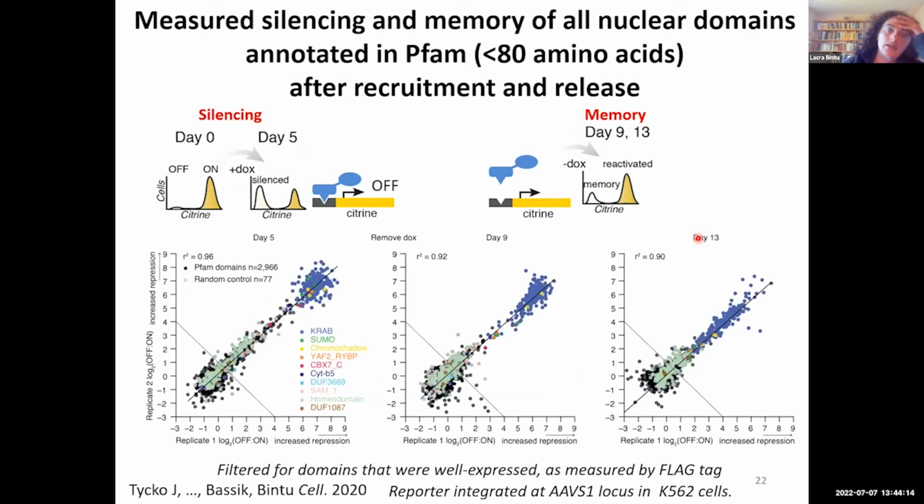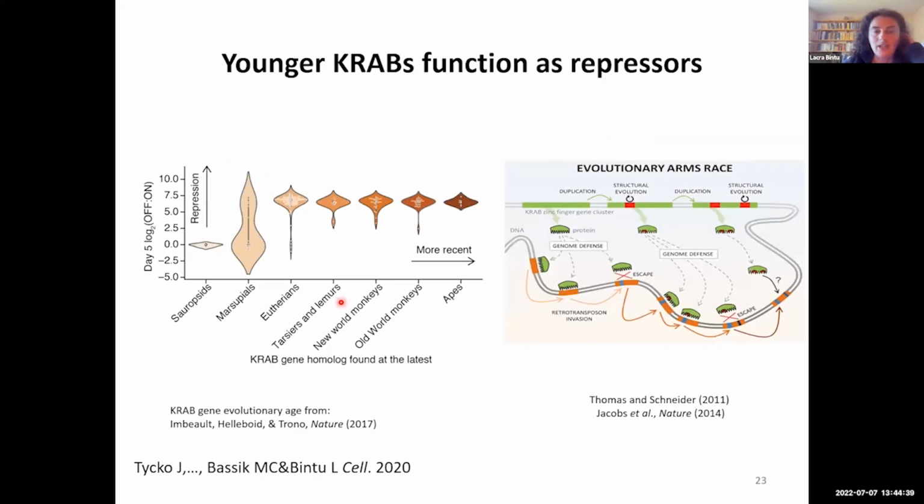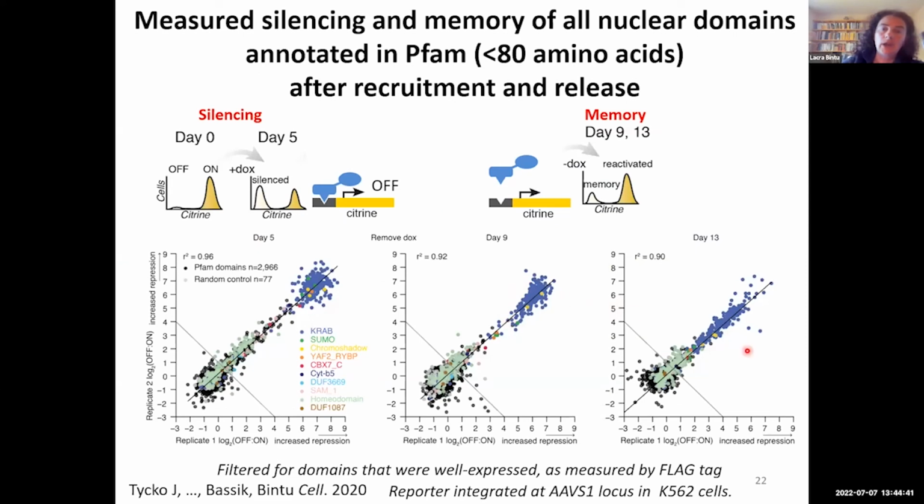So we did this. We measured silencing for all domains that are already annotated in PFAM from nuclear proteins that are smaller than 8 amino acids. That's our limit of synthesis. And actually, what we found, so here I'm showing the off to on, repressors are in this corner. Actually, a lot of them are these KRAB domains. And the very interesting thing is that they're the ones who have better epigenetic memory as well.